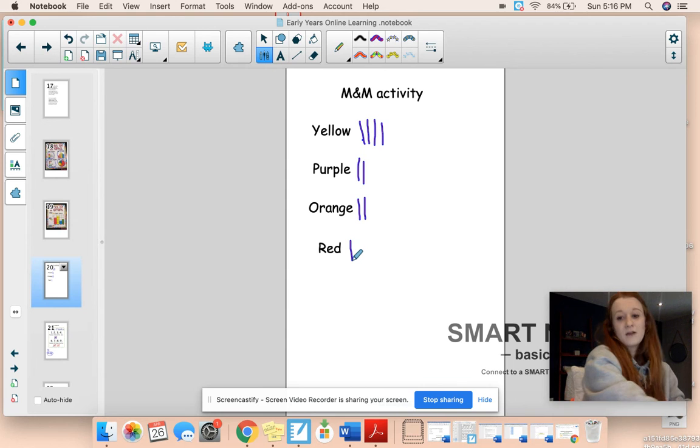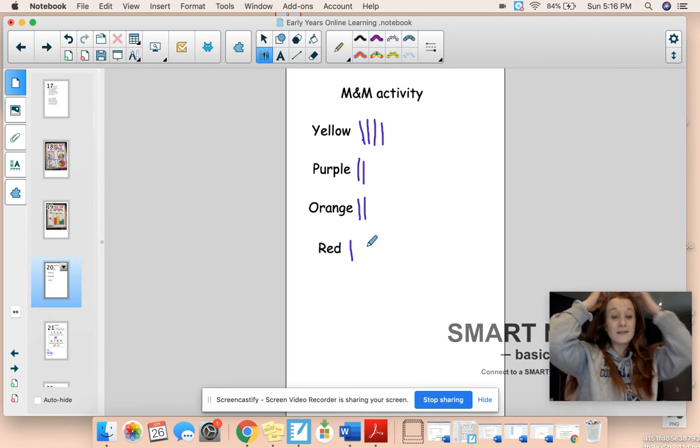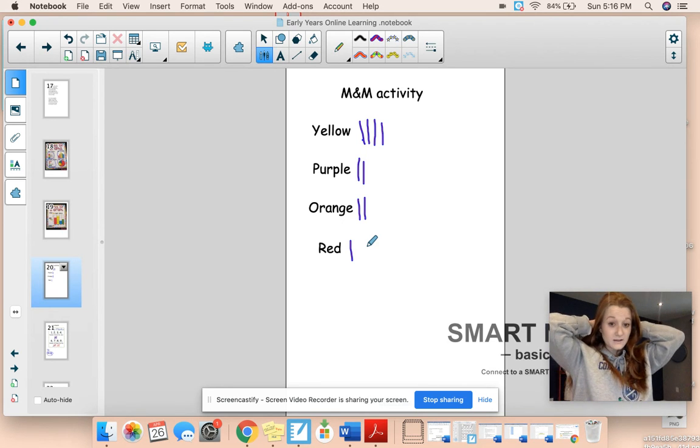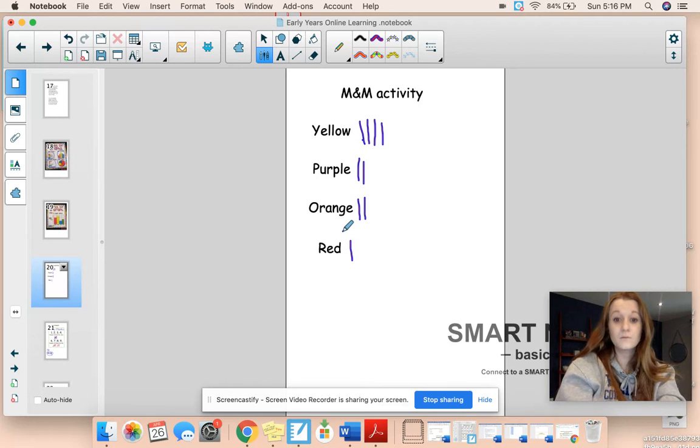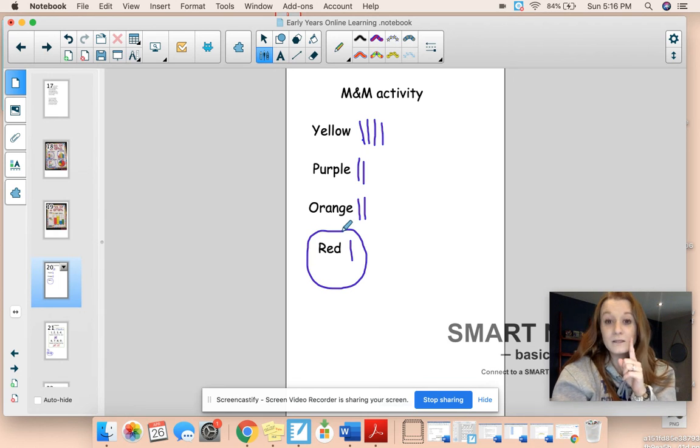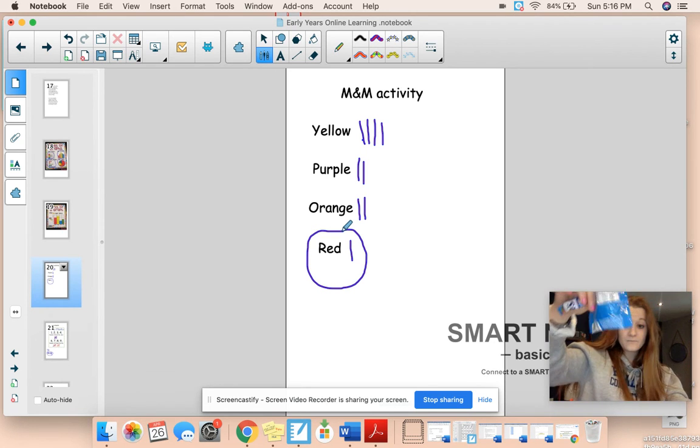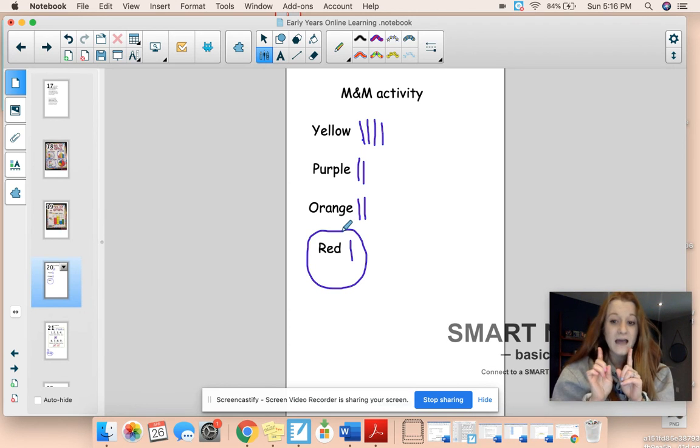So, I want to ask you a few questions before I let you go. Now, which color has the least amount of tallies? Red. Very good. How many gummies did I pick out of the bag in total? How can we solve that? We can count all the tallies. We can count up all the tallies and that will tell us how many gummies we picked out of this bag. Let's count the tallies.